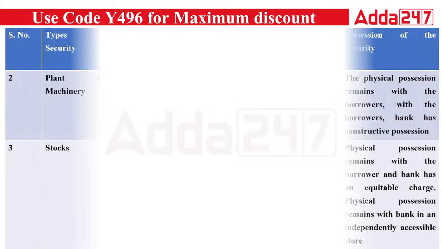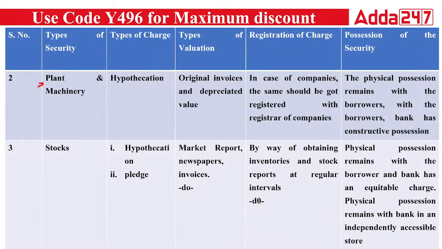Next we have plant and machinery, the other type of collateral we can give. It comes under hypothecation because that's movable. For valuation, whatever the original invoices say, less the depreciation of that plant and machinery, will be calculated as the valuation. For registration of charge in case of companies, the same should be registered with the registrar of companies. As for possession of the security, the physical possession remains with the borrower, and the bank has a constructive possession.